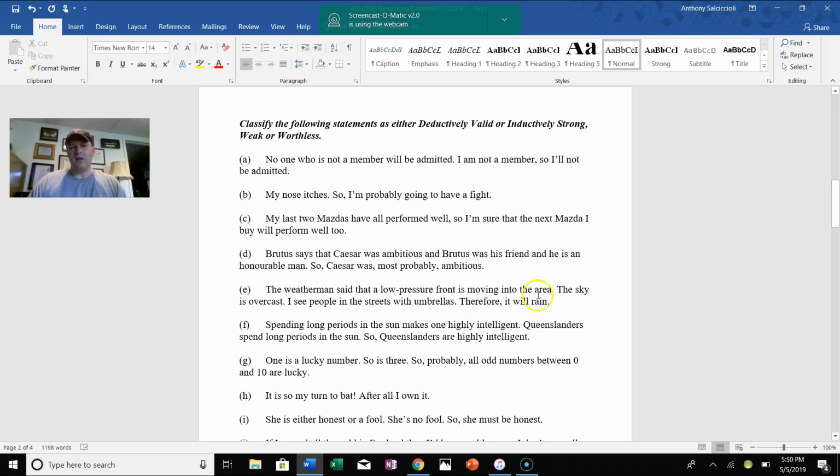Some are somewhat weak. So, for example, well, how about this one? My last 2 Mazdas have performed well, so I'm sure that the next Mazda I buy will perform well too. Not necessarily. Now, is it likely? It could be. And, you know, if it was the last 20 Mazdas, it might add some strength to it. But just because the last 2 worked doesn't mean the third one will. Not as strong as some other ones, and some are completely worthless. My nose itches, so I'm going to have a fight. That's obviously nonsense. So I don't want to give it all away, and there is some room to debate on how you see it. Do you see it weak? Do you see it strong? I think the worthless ones are fairly evident.